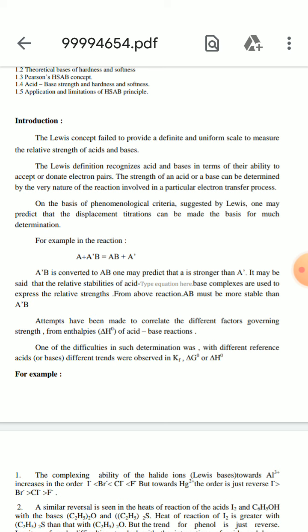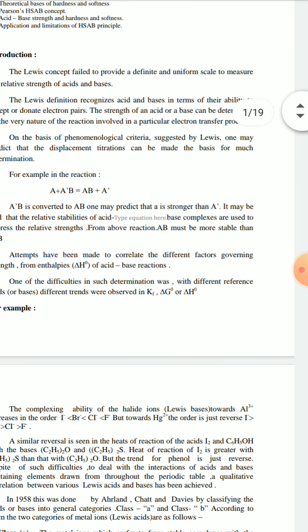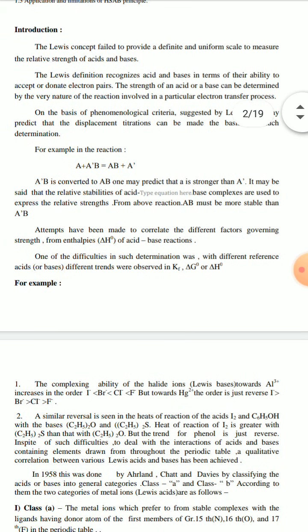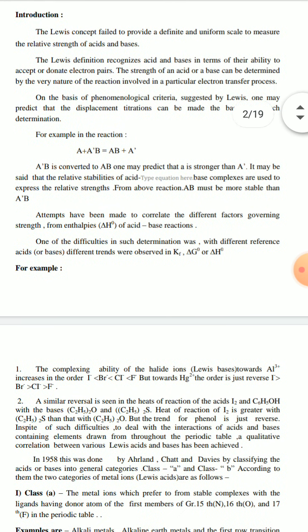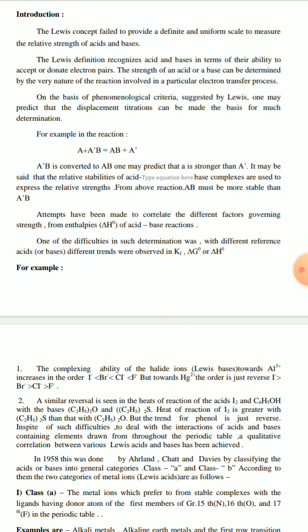You can see in this reaction that A plus A'B forms AB and A'. That means A'B is converted to AB, and A is stronger than A'. It may be said that the relative stability of acid-base complexes is used to express the relative strength. One of the difficulties is that with different reference acids, different trends were observed in Kf, delta G0 and delta H0.